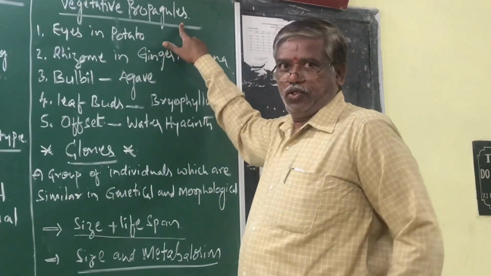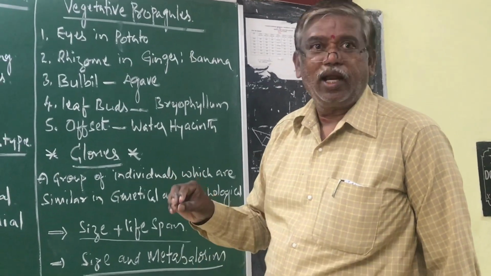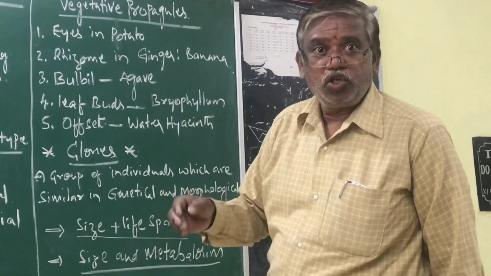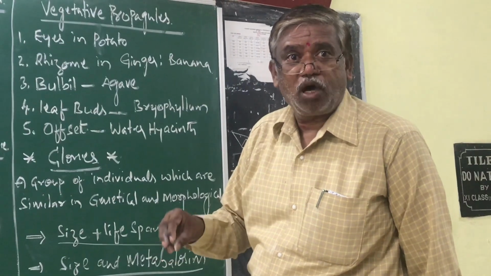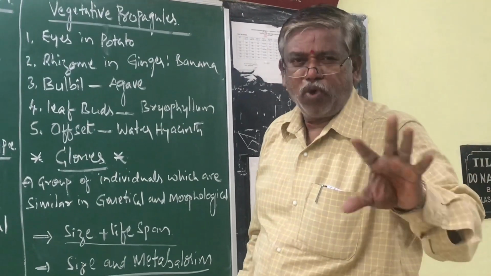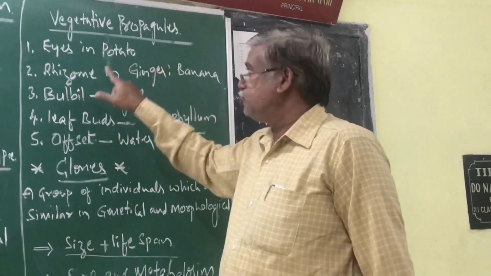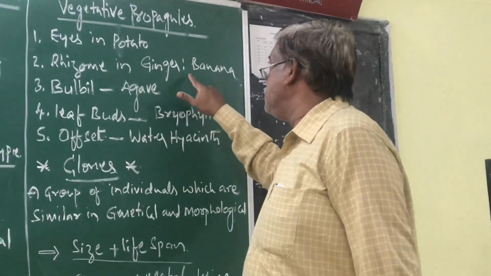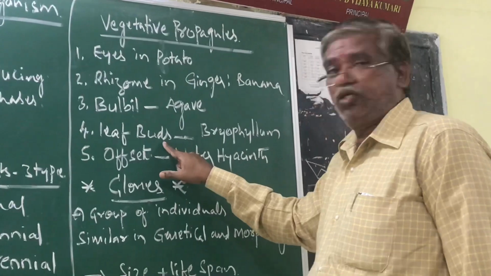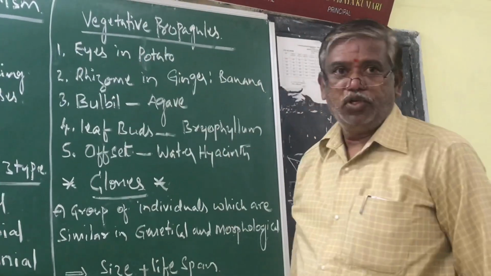vegetative propagules. The vegetative structures which are involved in vegetative propagation are called vegetative propagules. According to NCERT textbooks, we have just five examples: eyes in potato, rhizome in ginger, bulbil in banana, leaf buds in Bryophyllum, and offset in water hyacinth. So these are the five vegetative propagules.